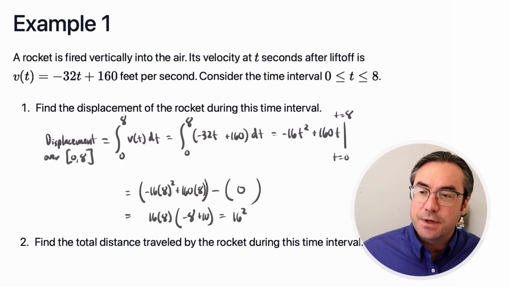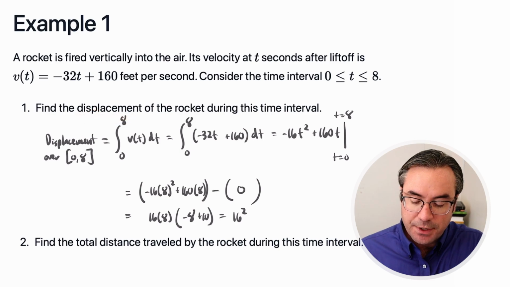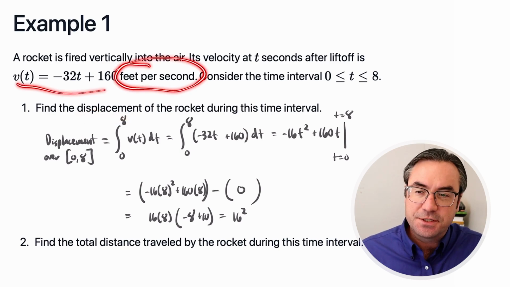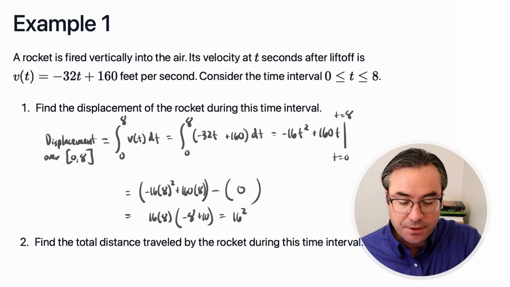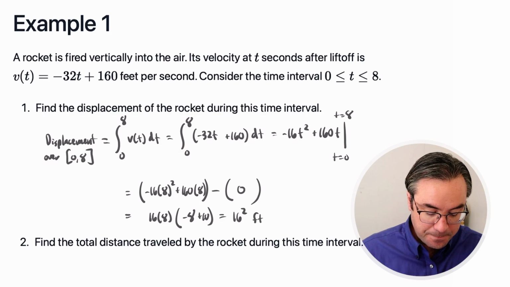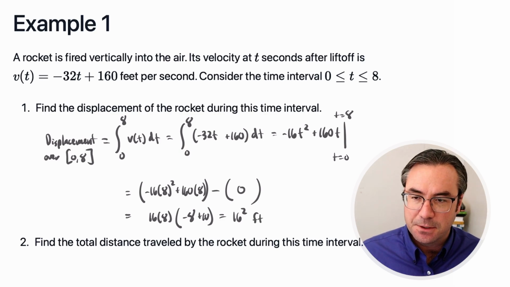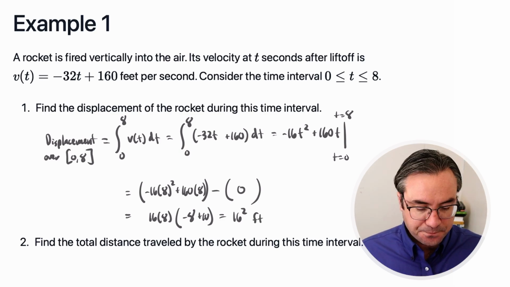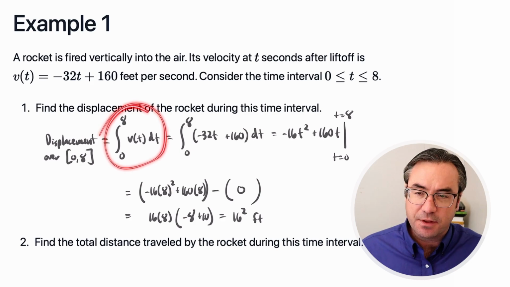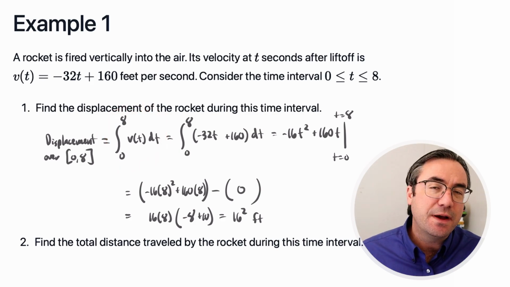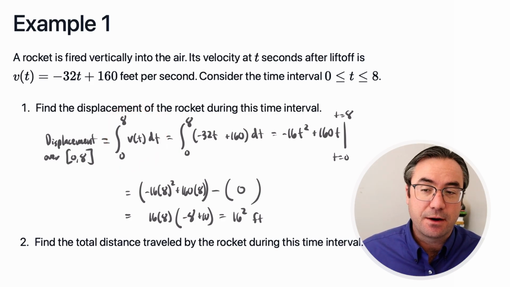All right, so what are the units for displacement? Well, we know our units for velocity here are feet per second. So the units of distance here are given in feet. So our units for this are feet. Okay, so that one's not too bad. Displacement's not too bad, we just get to integrate our velocity function. Now, how do we find the total distance traveled by our object?